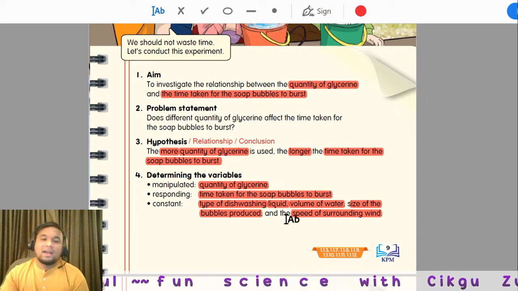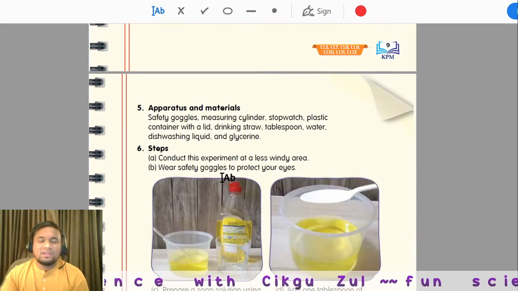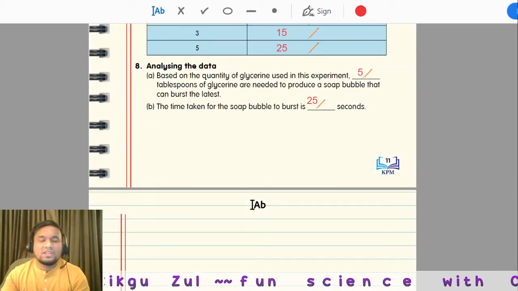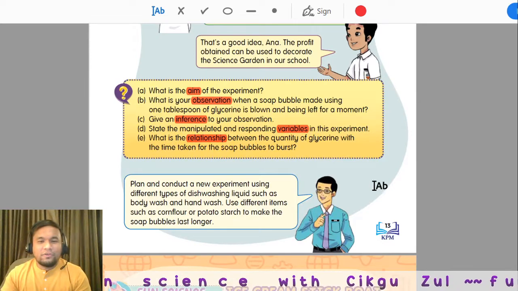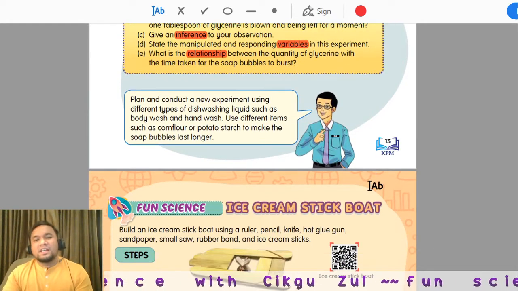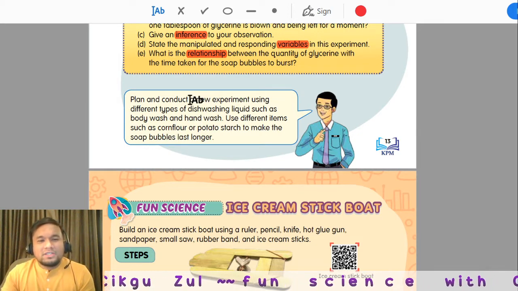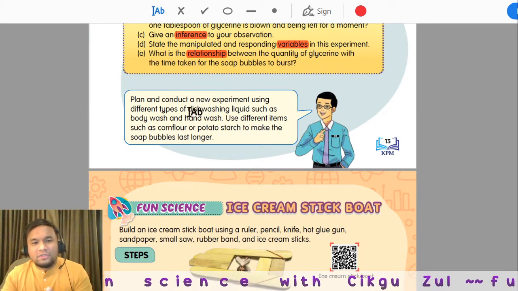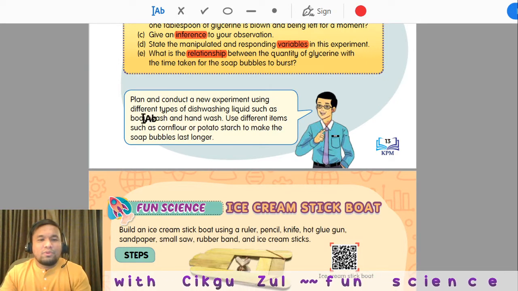Understand? So, jawapan senang je lah. Soalan macam ni, kamu kena rajin dan kena teliti sahaja. Jawapan sudah diberikan. Okay, now that is all for the activity. Okay, sekarang cikgu dia muncul. Cikgu dia cakap, plan and conduct a new experiment. Buat satu eksperimen yang baru, but now using different types of dishwashing liquid, such as body wash.